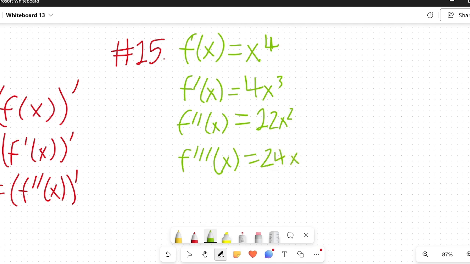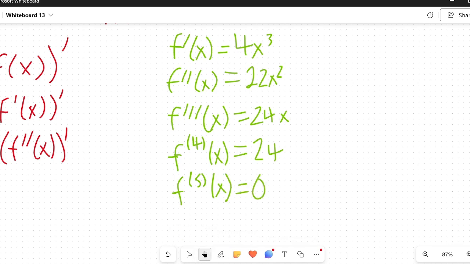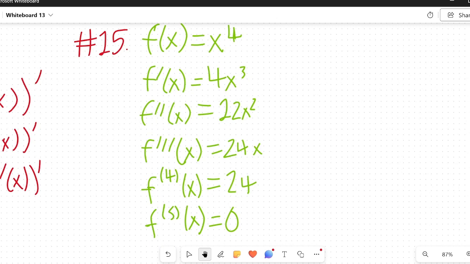And then when we want to denote anything with the 4th derivative or higher, we use something like this. We just say f with a 4 in brackets, right? And this essentially means that we take the 4th derivative, right? So then this is going to be equal to 24. And then lastly, if we want to take the 5th derivative of x, this is going to be equal to 0. So you can see how all the higher order derivatives work, right?